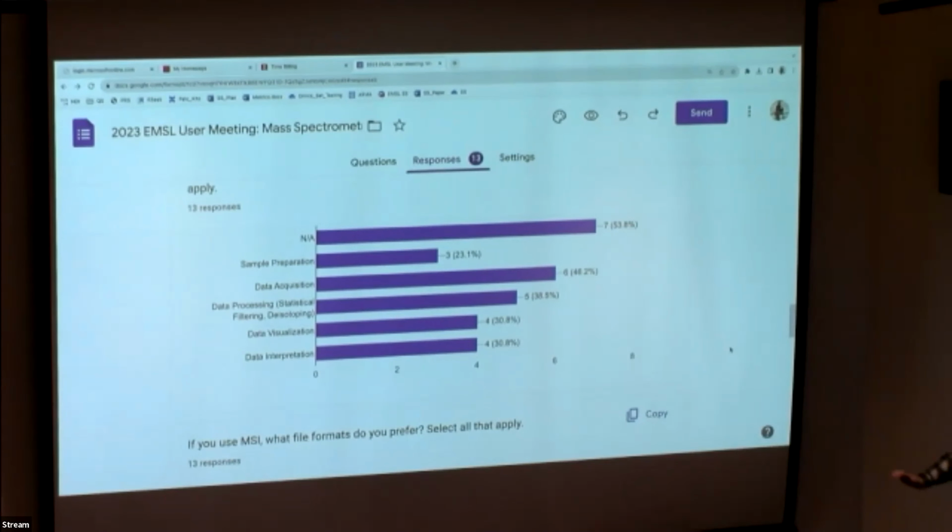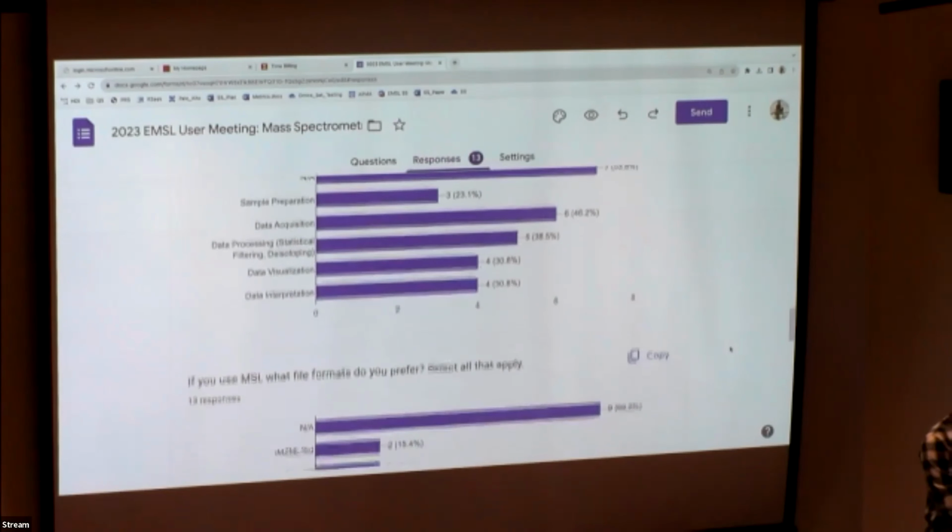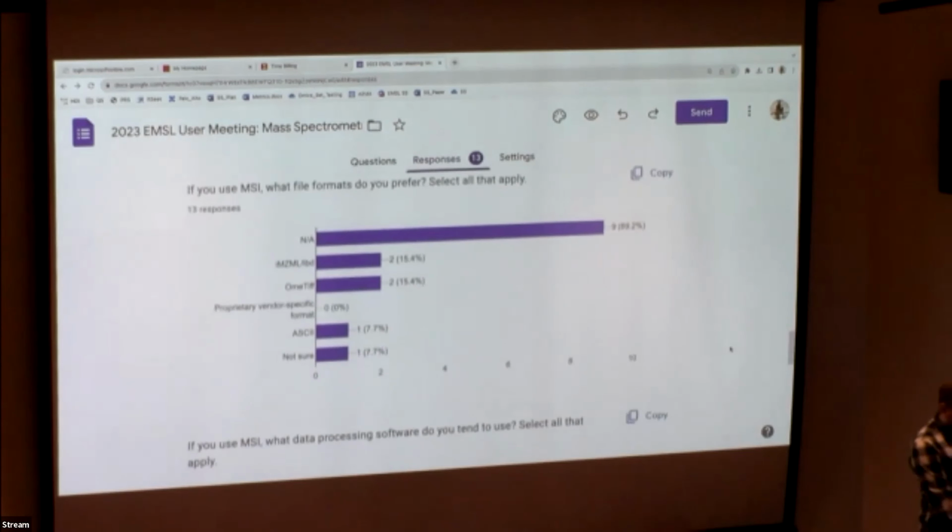Most people seem to fall in the data acquisition part of the mass spec imaging pipeline, though we do have quite a bit of representation from people interested in visualization and interpretation, which is more my area. So that's exciting. When it comes to file formats, it looks like imzML, IBD, and OmniTIFF. Actually, I'm surprised anyone's using them. This is very much a new approach for mass spec imaging, so that shows its potential as a file format. ASCII as well.